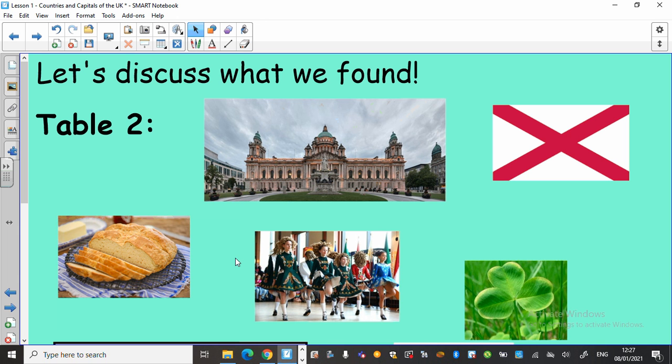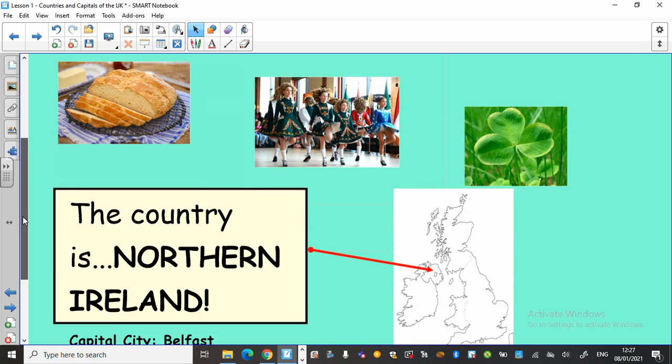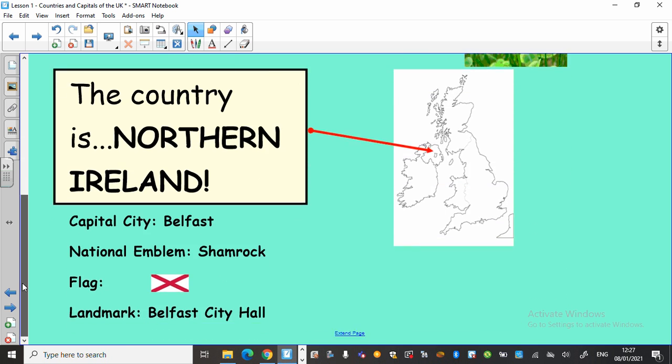And we've got some traditional dancing here. And we've got this one here, which is a shamrock, as we recognise it as a clover. But in this country, as its national emblem, it's called a shamrock. So did anybody know which country of the UK this was? It was Northern Ireland. So remember, we must say Northern Ireland because it's not just Ireland, because it's split into two. So it's this one up here.